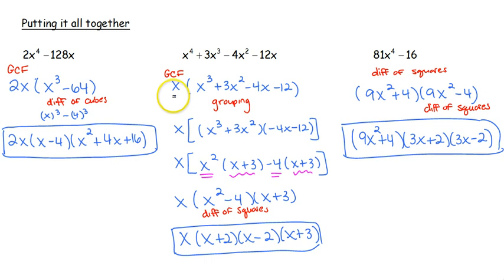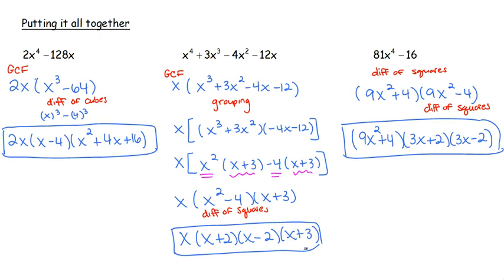For our second one, we start by pulling the GCF out of an x first, then we factor by grouping, pulling the GCF out of each piece. So we keep our GCF of an x on the outside, then our GCFs of the grouping become x squared minus 4 and x plus 3. X squared minus 4 is the difference of two squares, so we got to keep going. So that becomes x times x plus 2 times x minus 2 times x plus 3.